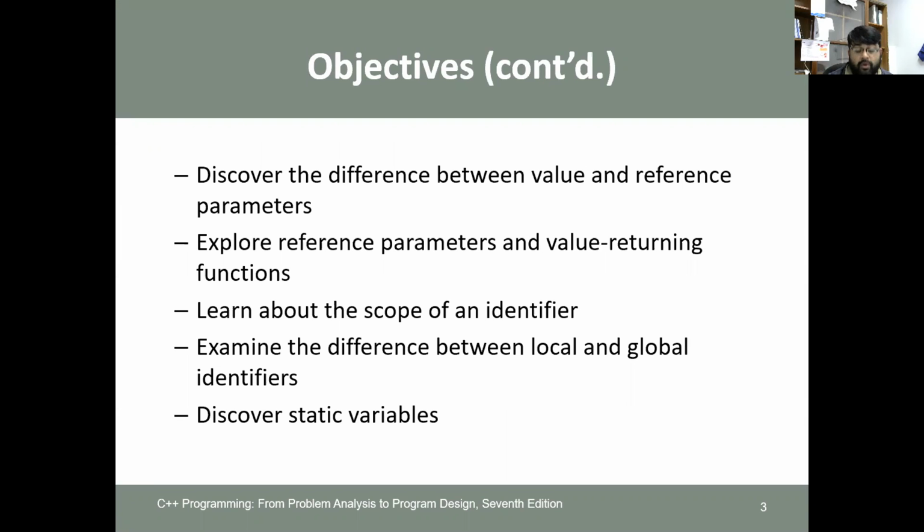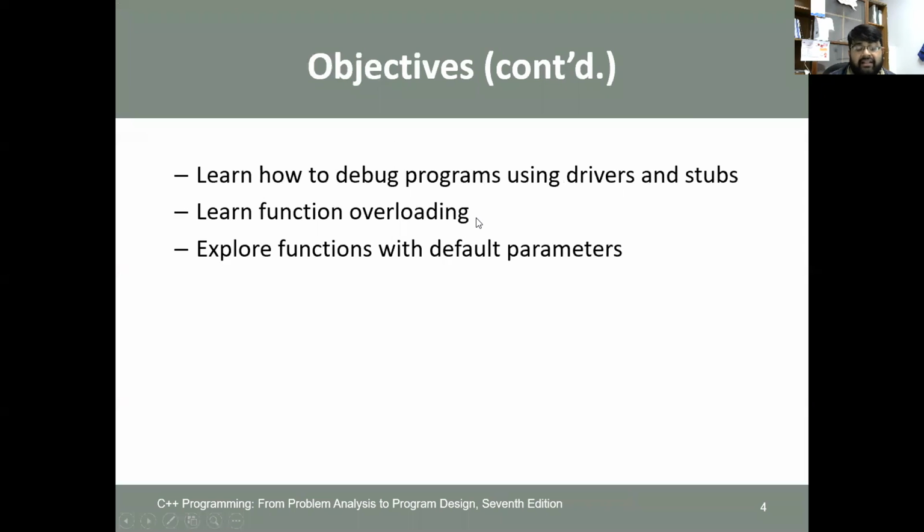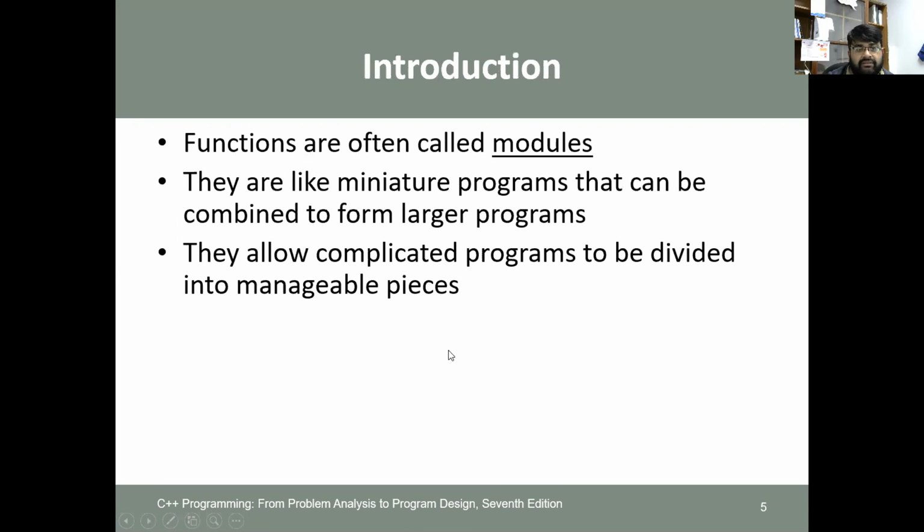We learn about the scope of an identifier. This is something that I've already talked to you about when you were present here physically, but I'll go through the whole topic again. Examine the difference between local and global identifiers. Discover static variables: what is a static variable, and how does it work? Learn how to debug programs using drivers and stubs. Learn function overloading, and finally explore functions with default parameters. What is a default parameter and how does it work? What is function overloading and how does that work? We'll discuss all of these topics in the current lecture.